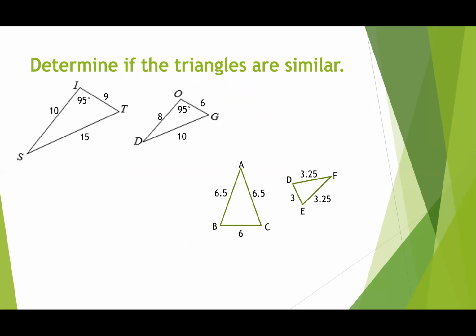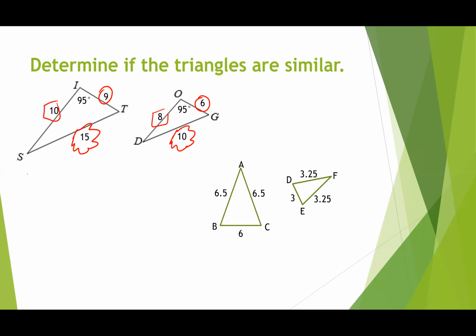So on triangle SIT here, my smallest side is 9. Go over here, and on this one, my smallest side is 6. My medium side on the big one is 10. My medium side on this smaller one is 8. My larger side on the big one is 15, and it matches with the largest side on the smaller one, which is 10. And so now we're going to look at all three ratios, and we're going to see if they are equivalent.